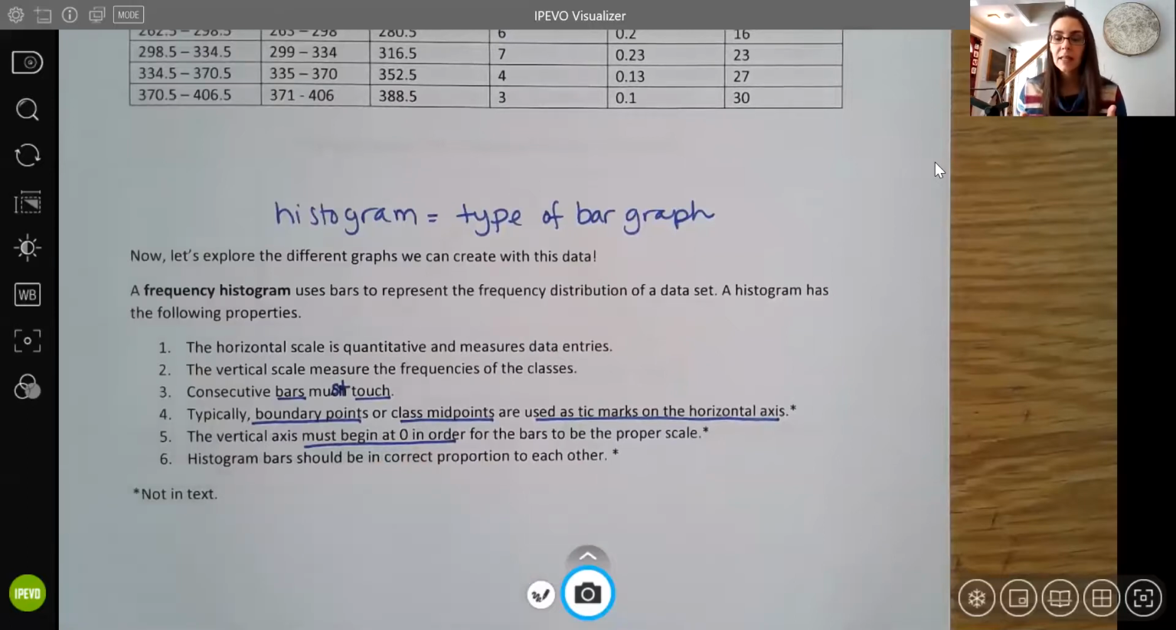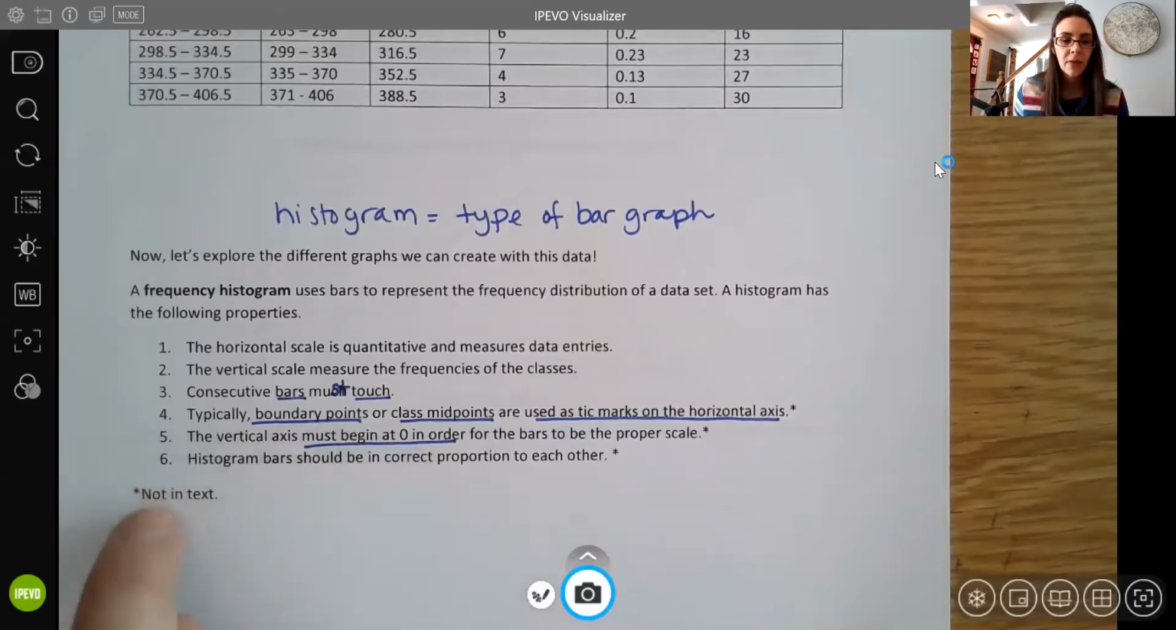And because of this, histogram bars should be in correct proportion to each other. So for instance, let's say that one class has a frequency of 2 and another class has a frequency of 4. So you have 2 and 4. Those are going to be the heights of your two bars. And the height of 4 should be twice as tall as the height of 2. So that's what I mean where they're in proportion. If something is 4 and the other one is 2, then the 4 one should be double the size of the 2 height, right? So they should be in correct balance with each other. And that has to do with making sure your axis starts at 0.